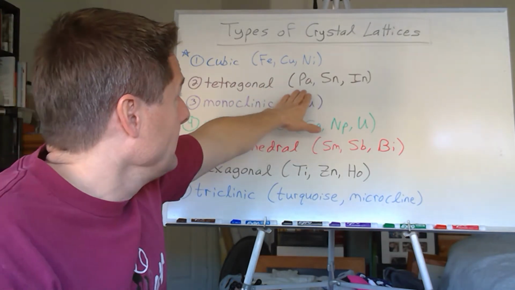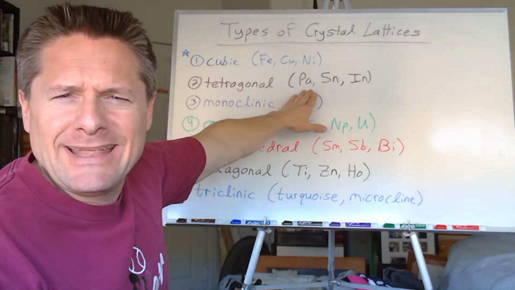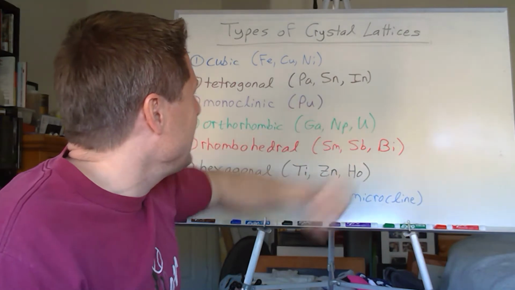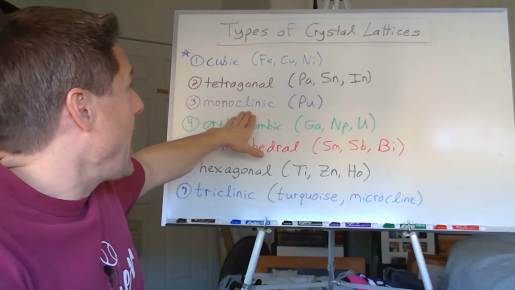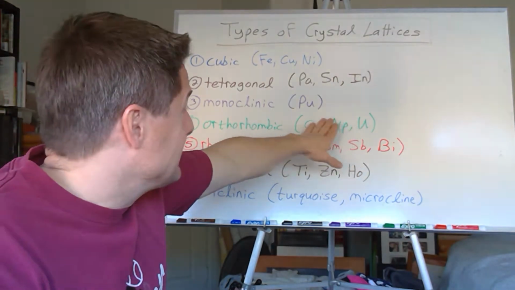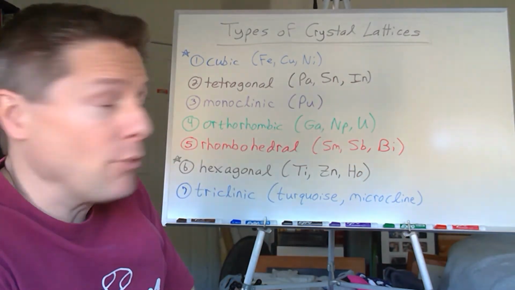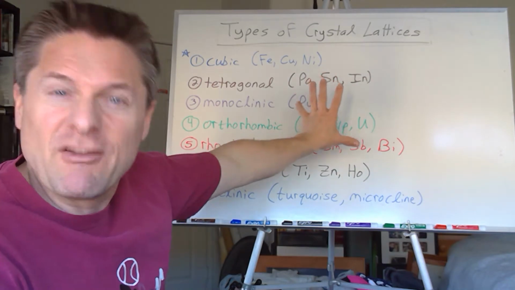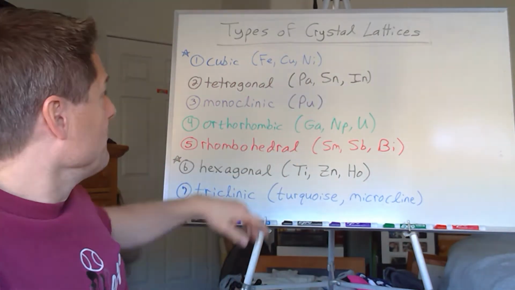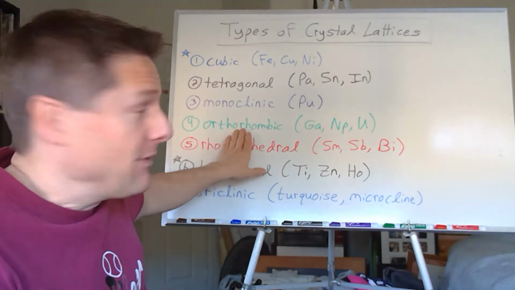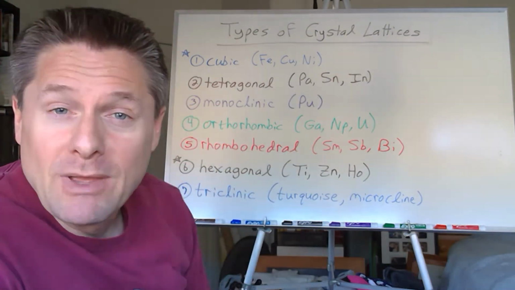Tetragonal is another one, right? What the heck is that? Protactinium? God, I gotta love that one. Tin, indium, things like that. Those have a different type of crystal structure. Monoclinic, right? The only metallic one I could find real quick was plutonium on that one. A lot of minerals. I'm just trying to focus on metals, but a lot of minerals will fall into these categories. Orthorhombic, you may have heard that term before. Gallium, neptunium, uranium.